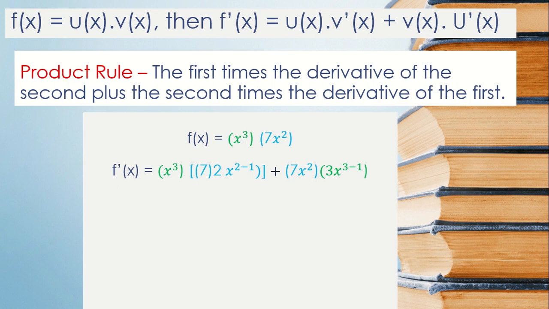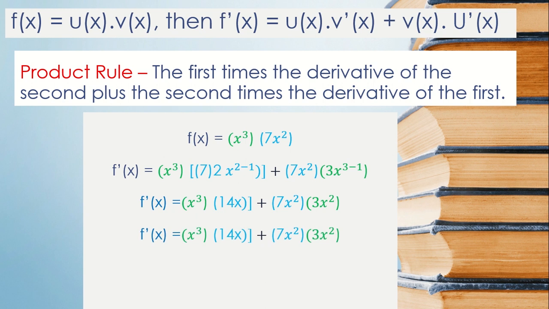Kaya we copy 7x squared and then we multiply that one to the derivative of the first. Derivative of the first or derivative ng x cubed. Okay? And then we simplify that one. This becomes x cubed. Copy lang. 7 times 2 becomes 14. And then 2 minus 1 is 1. Kaya x na lang natira. Plus copy lang 7x squared. And then, simplify this one. It becomes 3x squared.